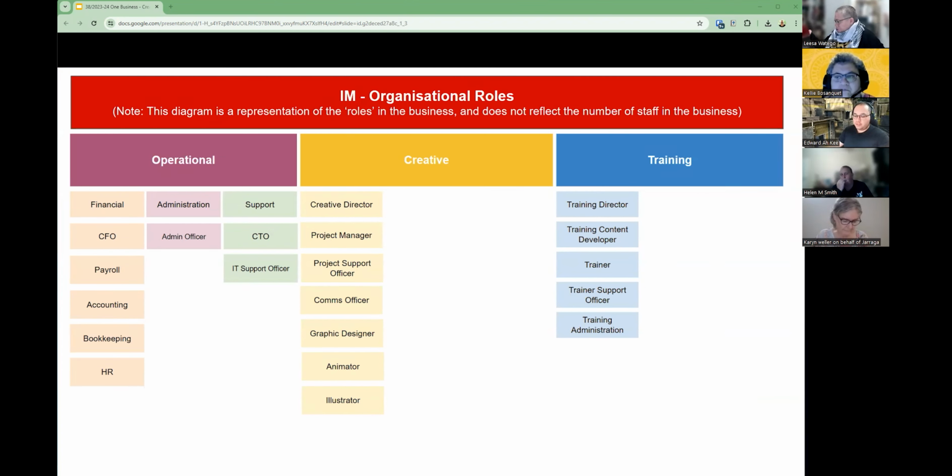As with most small businesses, if you're one person, you do every single one of these things. If you're two people, maybe it's split 50-50. In a small business, it's rare that you'll have a dedicated person for any individual thing. It doesn't mean that that role doesn't exist. So that's what we're trying to show.